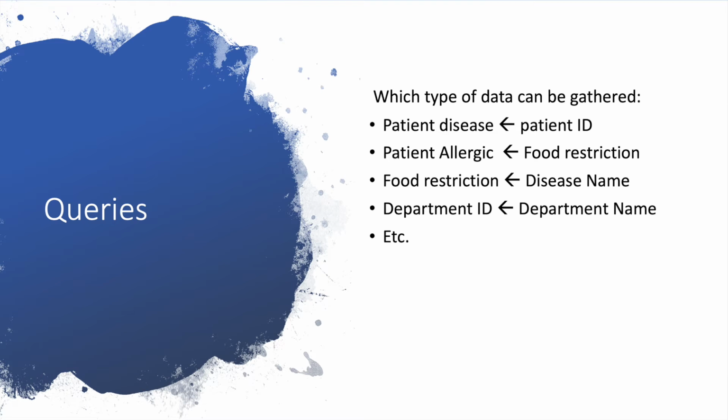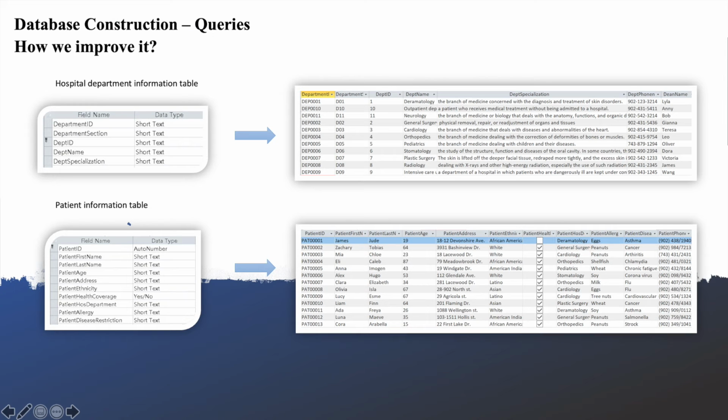For the queries, the first thing we want to make sure is which type of data can be gathered. For example, the patient disease according to patient ID, the patient allergy according to the food restriction, and food restriction depending on the disease name, and department ID according to the department name, and so on. And after we gather that information, we improve it. Like the first one, we add more specification into the hospital department information, and second, we detail the address information and add a click button in the patient information table.